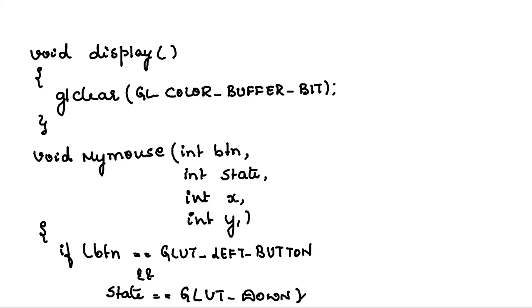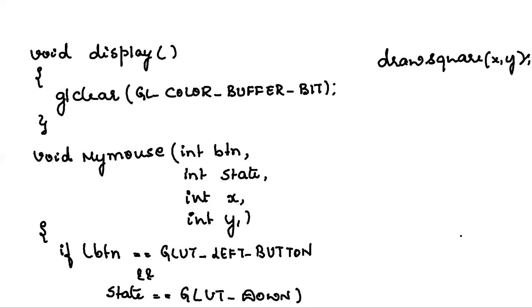So if this is the case, then what do I need to do? If the button is left and state is down, then let us call the function drawSquare. And where should it draw? Wherever I'm pressing at that position, the state should be pressed down, and there it should draw the square. For that, I need to pass the value of x and y, saying at this position, the square should be drawn. So this will complete the left button part.